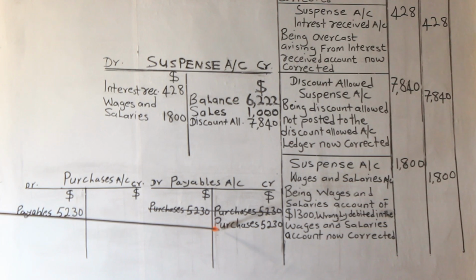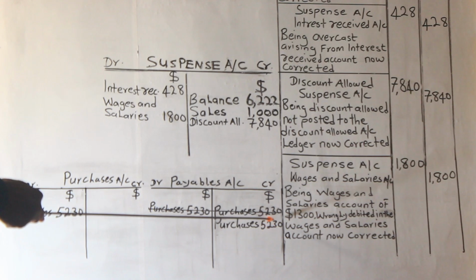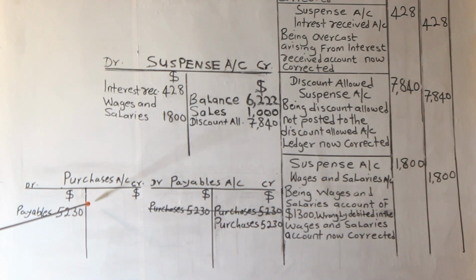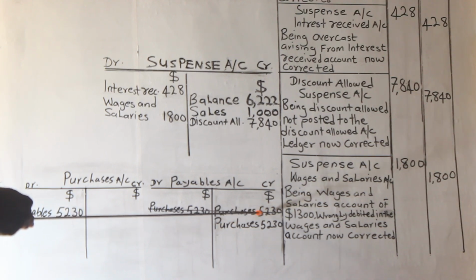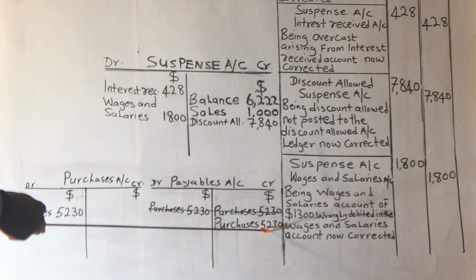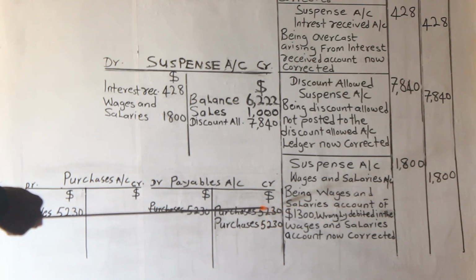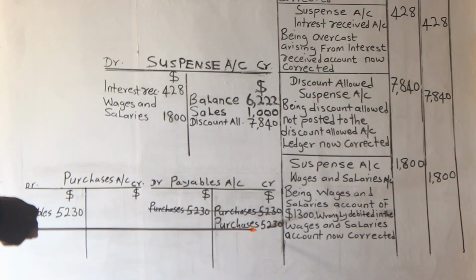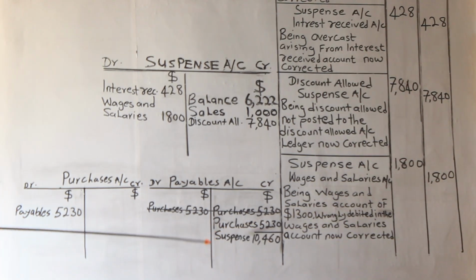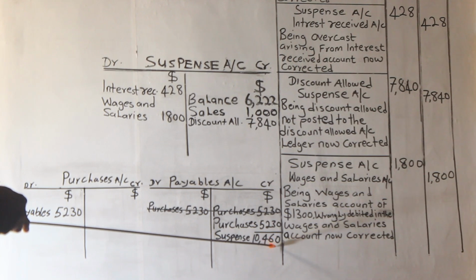So we now rightly credit the payables account with $5,230, goods sent to purchases account. Of course, the purchases account has been debited. So in correcting this error, we use $5,230 twice. The first $5,230 was to erase the wrong debiting made in the payables account. Then the second $5,230 is to place the entry at the right side, that is the credit side of the payables account. So the total amount we use in correcting this error is $10,460.